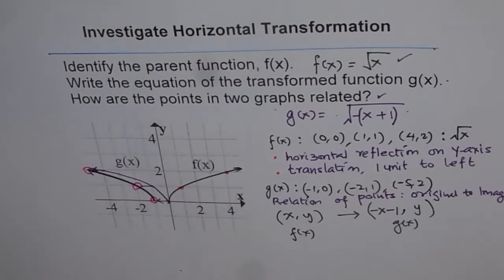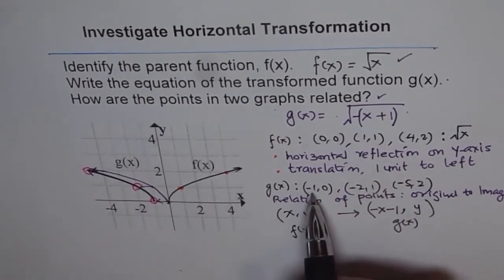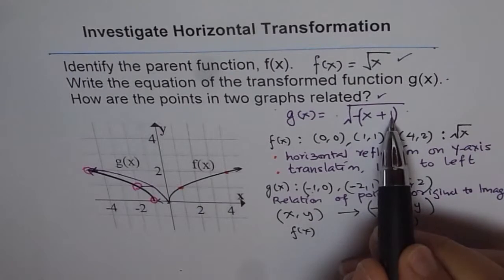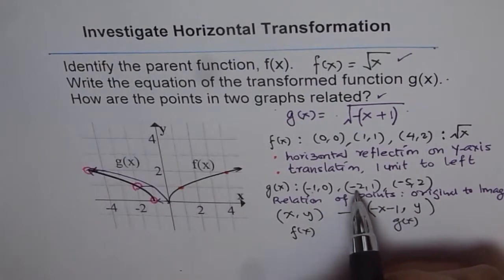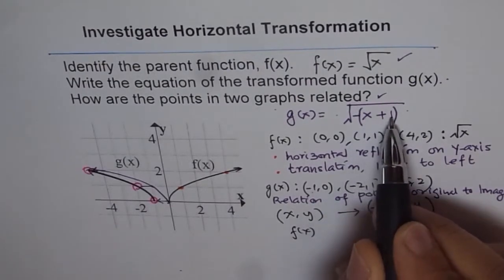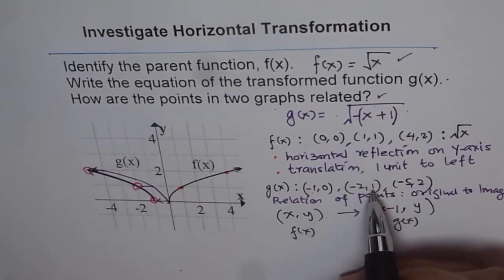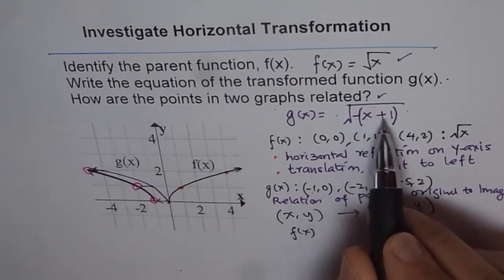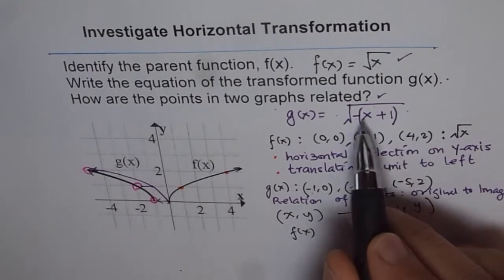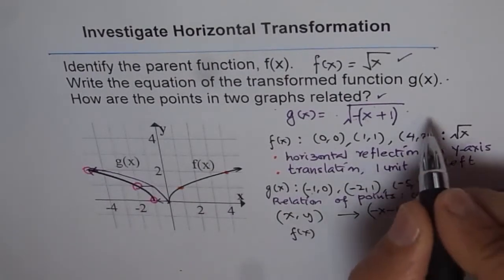So that is how it is to be seen. And let's try to put some values and see the result. If I write x as minus 1, minus 1 plus 1 is 0. So square root of 0 will be 0. If I write minus 2, minus 2 plus 1 will be minus 1. Minus 1 times minus is plus 1. And square root of plus 1 is 1. Do you get it? If I write minus 5 here, then minus 5 plus 1 is minus 4. Minus 4 times minus 1 is plus 4. And square root of plus 4 is 2. So you can get all your points. So that is how we tested it, right?